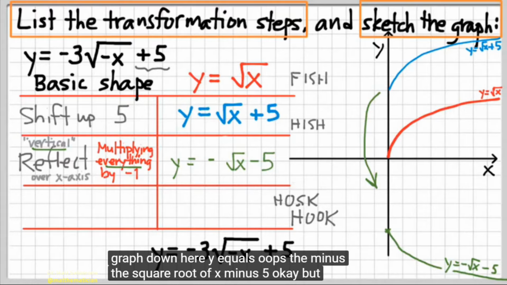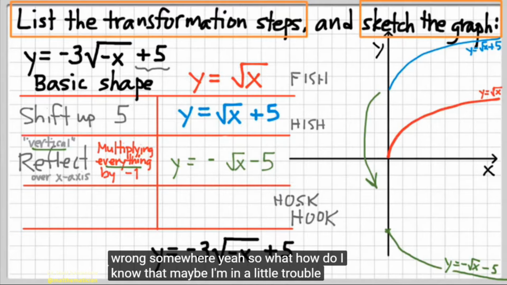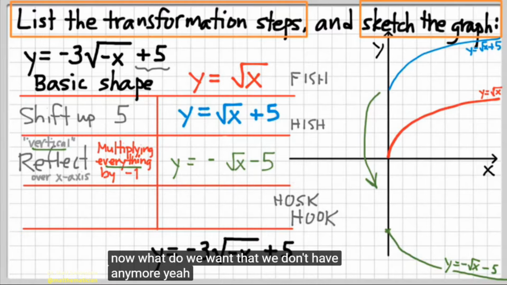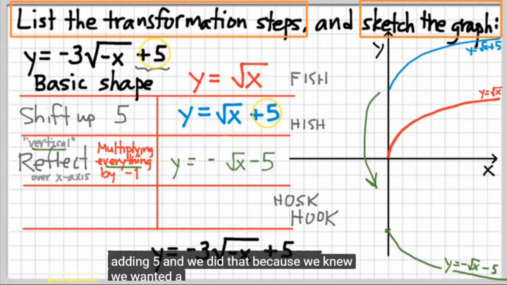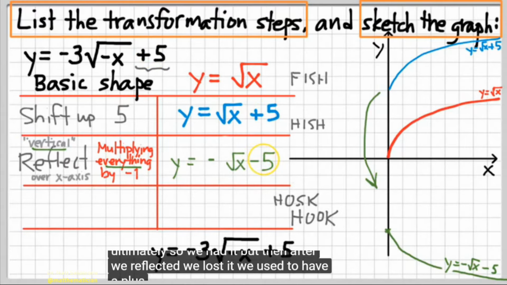Okay, but now I want to pause for a second and ask, are we getting closer to the equation that we're looking for, or did we go wrong somewhere? Yeah, so how do I know that maybe I'm in a little trouble now? What do we want that we don't have anymore? Yeah, exactly. The big difference here is that we started out adding 5, and we did that because we knew we wanted a plus 5 in our equation ultimately. So we had it. But then after we reflected, we lost it. We used to have a plus 5, now we don't have it anymore.